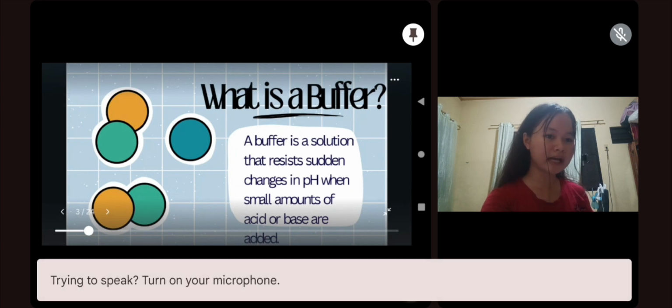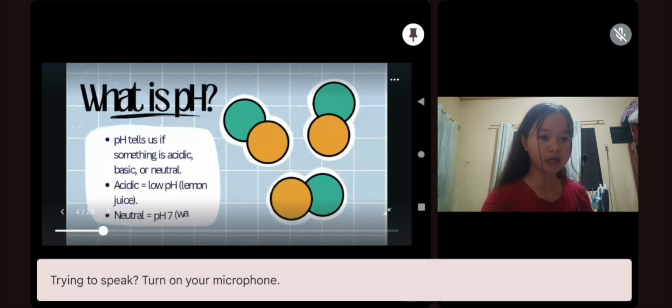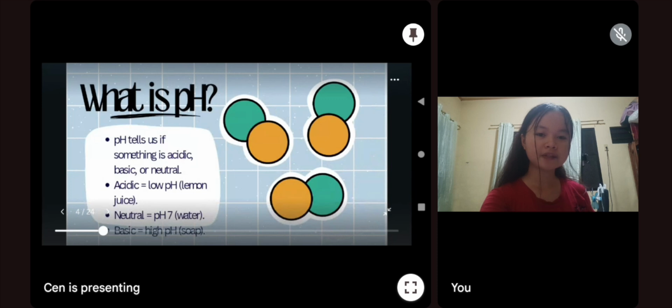And if some of you are asking, what is a pH? A pH tells us if something is acidic, basic, or neutral. A pH level has 0 to 14 range, wherein 7 below is acidic, 7, like exactly 7, is neutral, and 7 above is basic. It measures how acidic or basic a solution is, and pH is also known as potential of hydrogen.